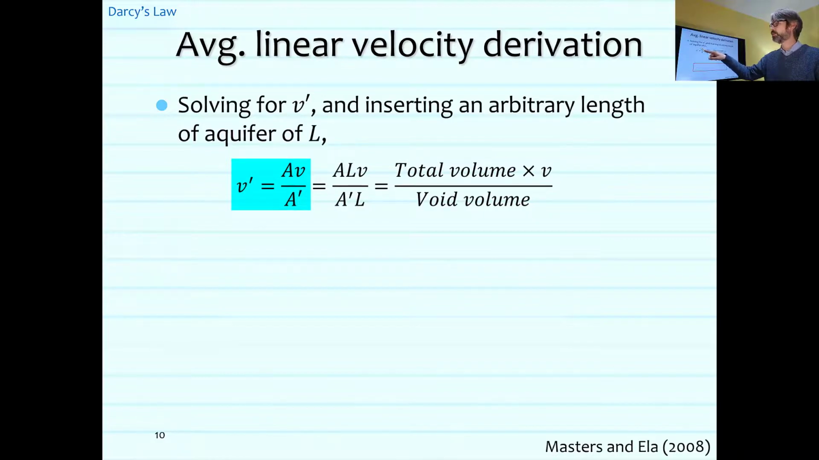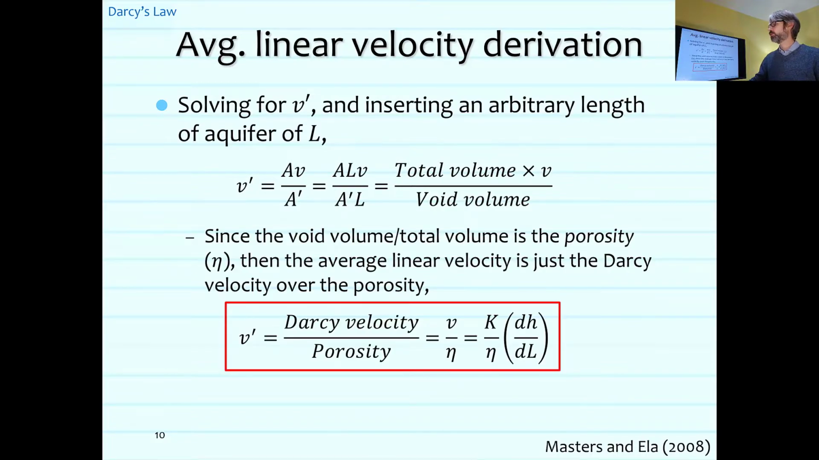This is from the previous slide. Here we insert our arbitrary length L so that we have a volume and another volume. This is the total volume through which the flow occurs. And then this is just the void volume. And so then we have the total volume times the Darcy velocity over the void volume. And since the void volume over the total volume is the porosity, eta, then the average linear velocity is just the Darcy velocity over the porosity. So V prime is then Darcy velocity over porosity, which is V over eta, or V over phi, and then we get this equation we've already seen. This ends video 2.